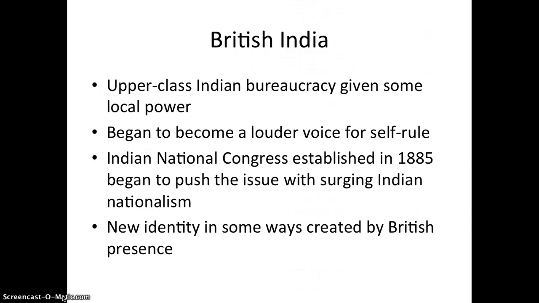Now, the Indian National Congress was not actually a Congress. It's not a governing body. It was a body that was pushing for self-rule. So in some ways, the way that the British established the Raj actually contributed to and helped birth the modern Indian identity and the Indian nationalist movement. You'll read more about that in Mackay. And here's the Indian National Congress.